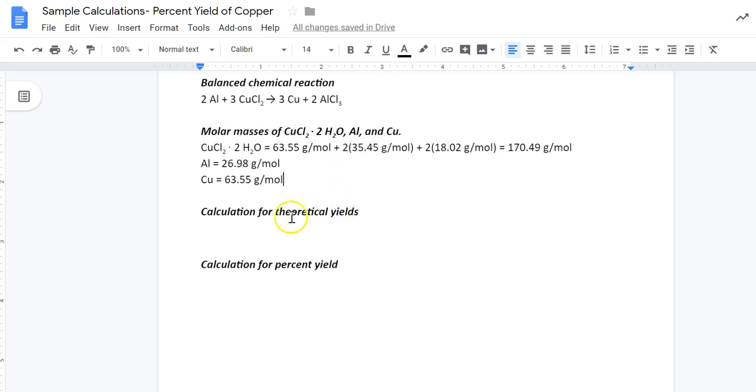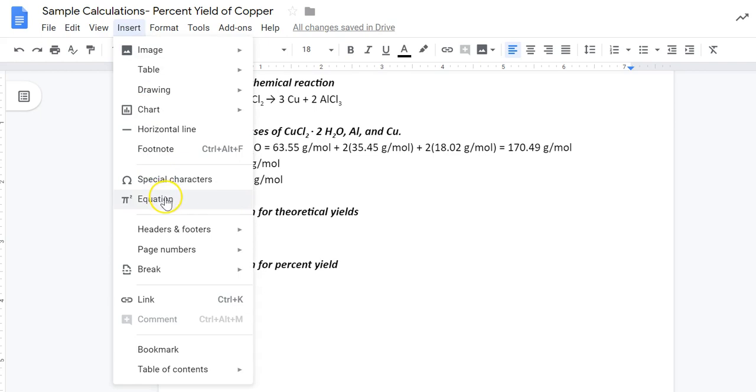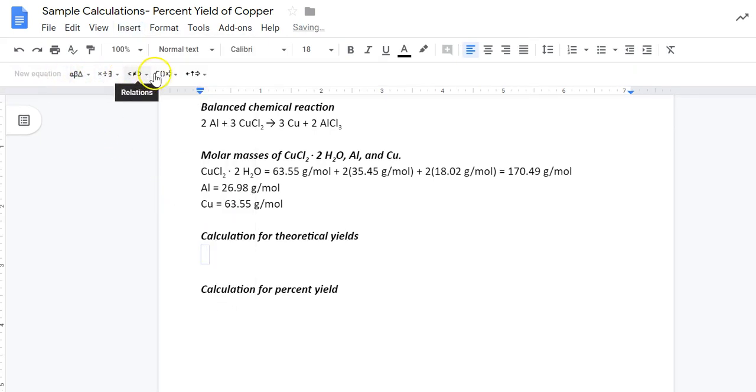All right, for theoretical yield, we are going to go to Insert, and about halfway down you're going to see Equation. Your equation toolbar will pop up here, and we want to go to Math Operations, A over B. So I'm going to start with my first given, which was 0.20 grams aluminum. If you use the right arrow on your keyboard, it will drop your cursor to the denominator. If you press that right arrow one more time, it looks like it disappears, but it's still there. So now I can do times and include the rest of my calculation.